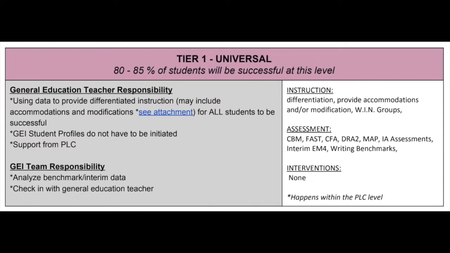Tier 1 is the first tier. It is called our universal tier, and it is where the core instruction occurs. The general education teacher is providing differentiated instruction linked to the Common Core, which may include accommodations and modifications for all students to be successful. About 80 to 85% of our students will be successful at this level.